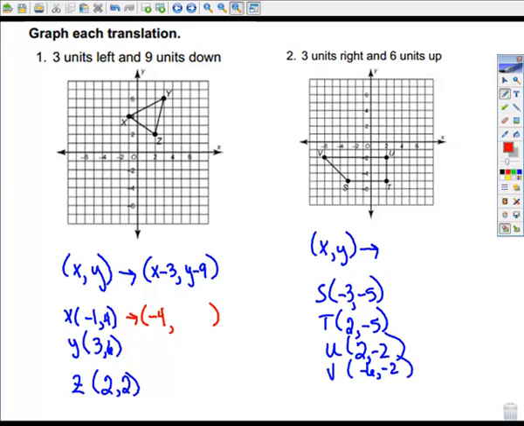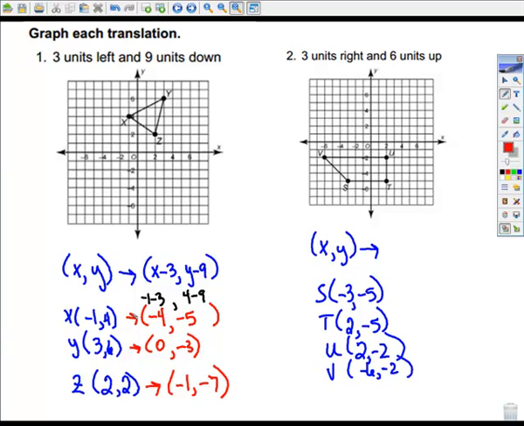Let me write this in here, and I want you to do this, at least for the first one. -1 minus 3. And then the y coordinate is 4 minus 9, which is -5. Do the same thing here. 3 minus 3 is 0, and 6 minus 9 is -3. And for z, 2 minus 3 is -1, and 2 minus 9 is -7.